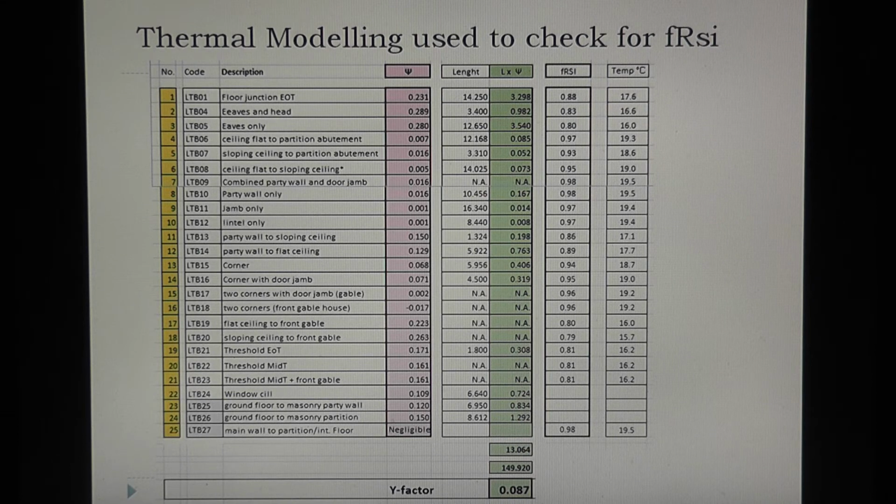What's interesting is the FRSI has been checked in each case, and in all these cases the lowest one is 0.81, the surface temperature being 16.2 at worst case, and then going all the way up to 19.5. So we're in very safe territory in the design, and that's an indication of how good the detailing is. The temperatures are significantly above the threshold of 15 degrees C.